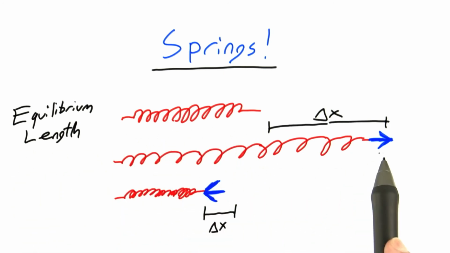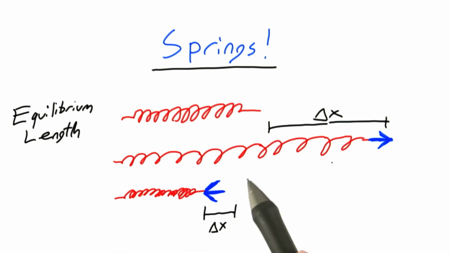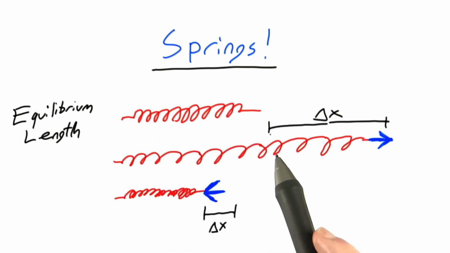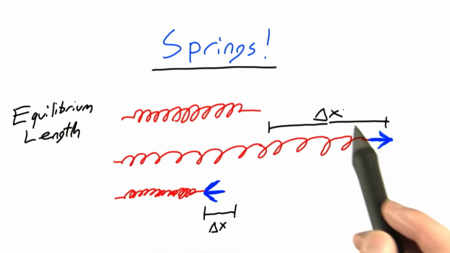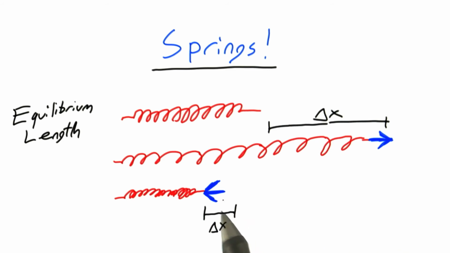Now if we pull on the spring or push on the spring to compress it or extend it, then we're going to change the length of the spring away from the equilibrium length. And the amount that the length of the spring changes, we call delta x. So delta x is the change in the length of the spring away from the equilibrium length. It's important to note that both extending the spring and compressing the spring can change the length of the spring away from the equilibrium length.